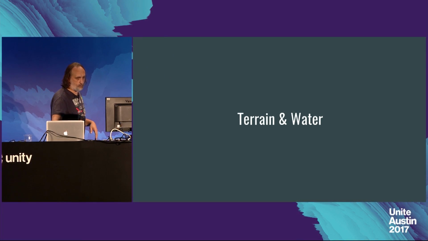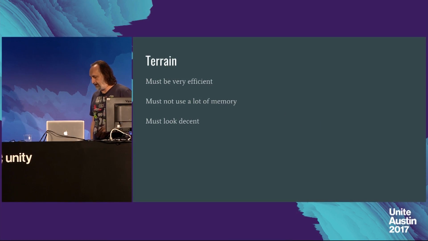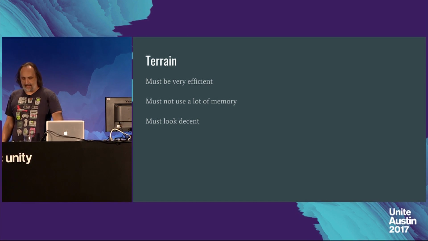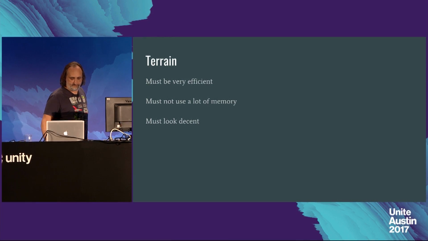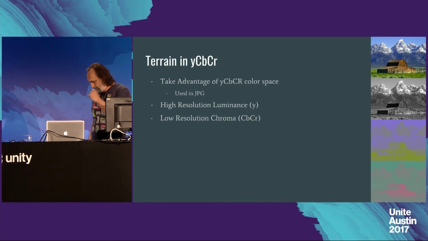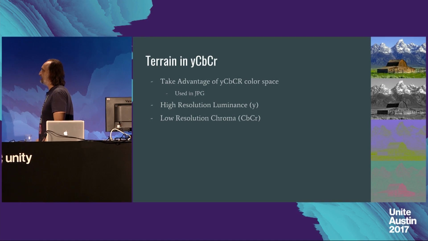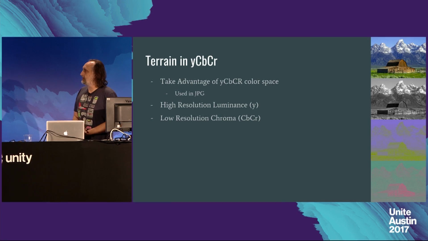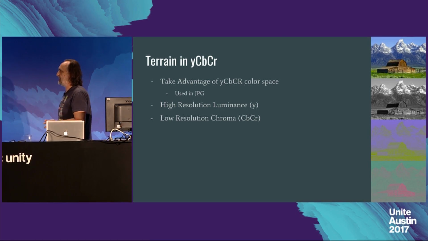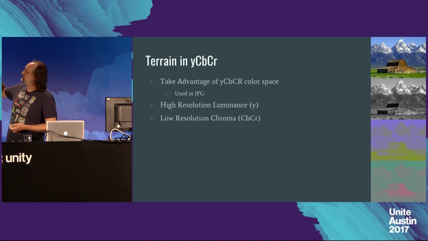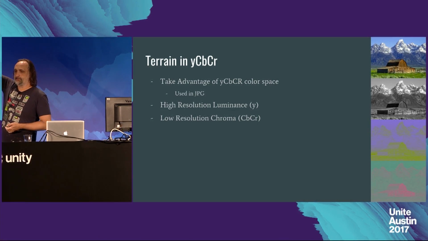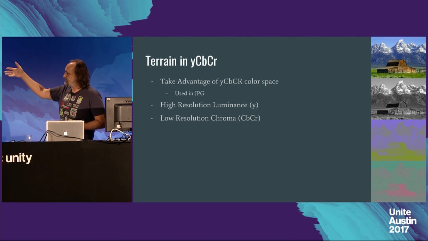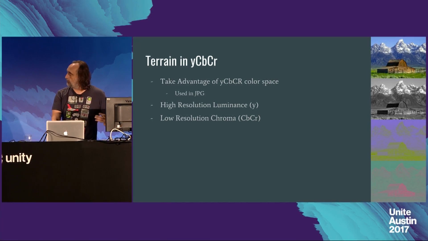So let's talk about train and water. The train has to be ridiculously efficient because we have all this stuff on top of it. It can't use a lot of memory because we're using it for other stuff, and it's got to look decent enough. So the first trick we did here, this is something Greg thought of, and I thought it was really smart, is take advantage of a different color space. If you look at JPEG compression, what they actually do is they have a luminance value, which is really high res, and then the chroma values are actually kind of mashed to hell, and they get a lot of compression out of that. And that color space works really well.